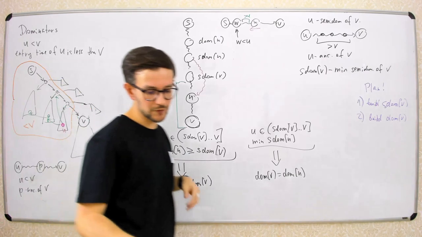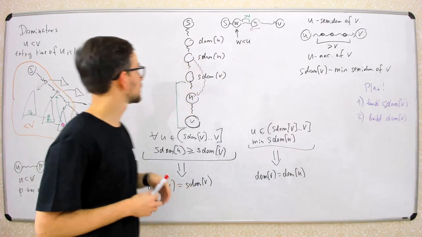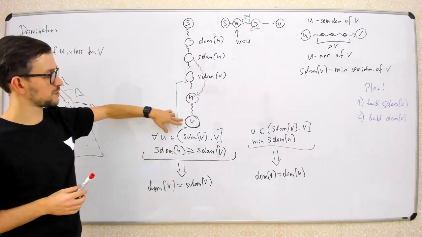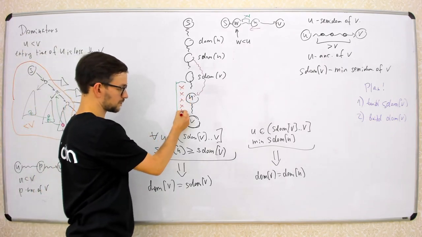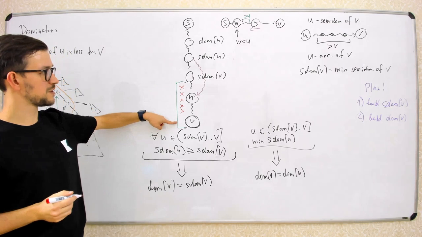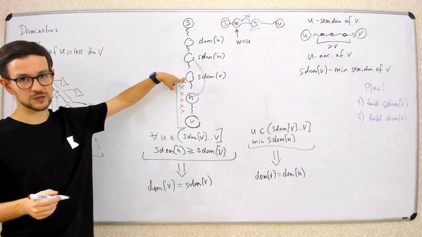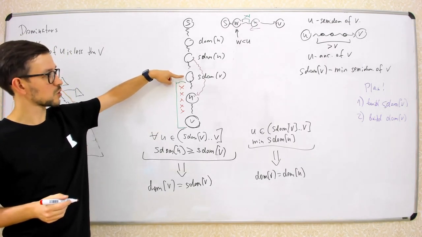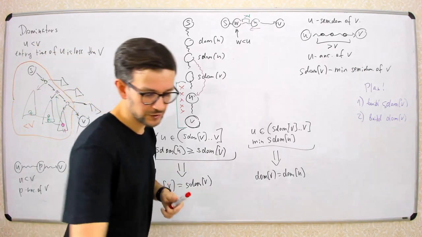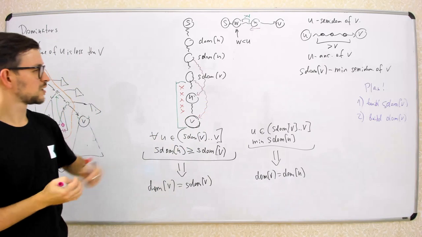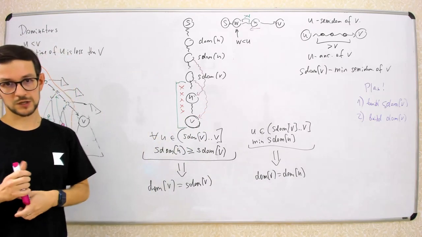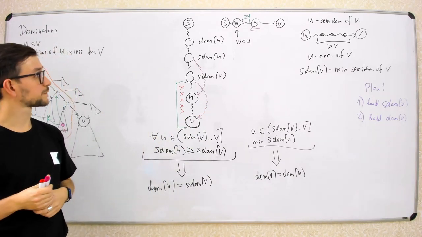So first of all, let's prove that all the nodes below are not the dominators of V. So how to prove that all the nodes below are not the dominators of V? No, these nodes are obviously not the dominators. Yeah. So these nodes are not the dominators because we can avoid them, because this is the closest. So this node is the semi-dominator of V. So we have a path like this. So these nodes are not the dominators of V.